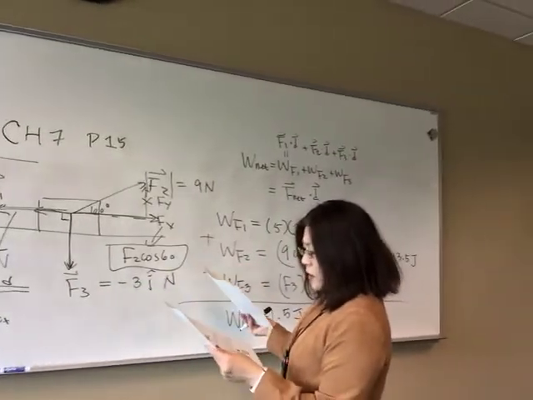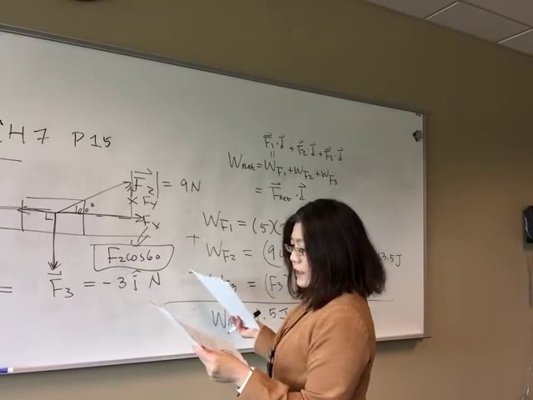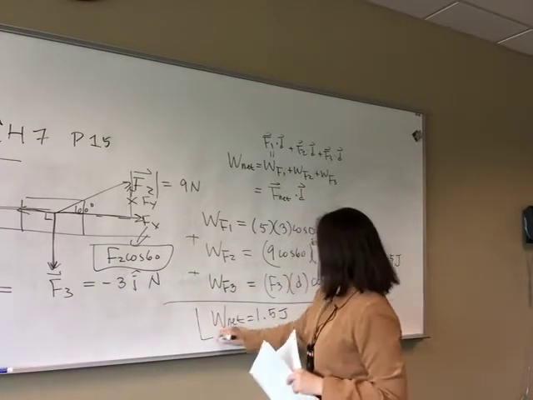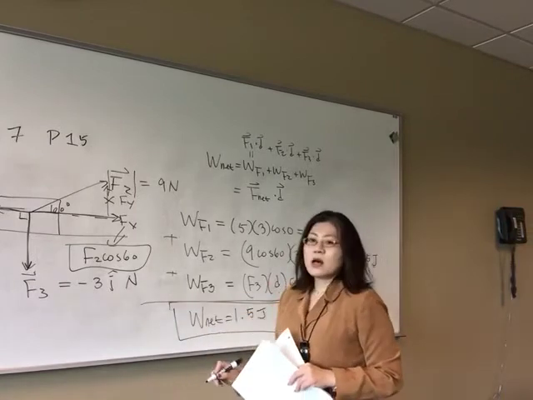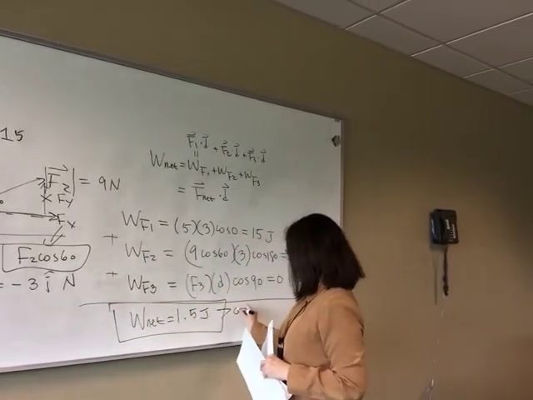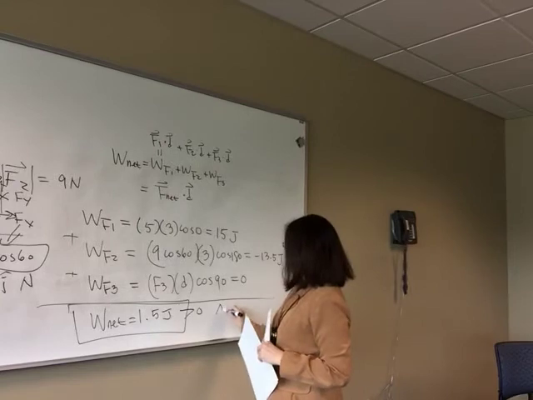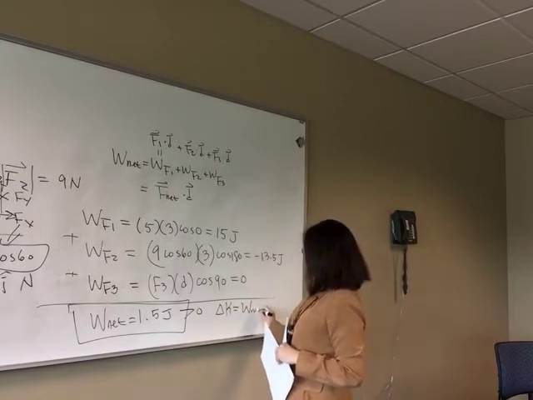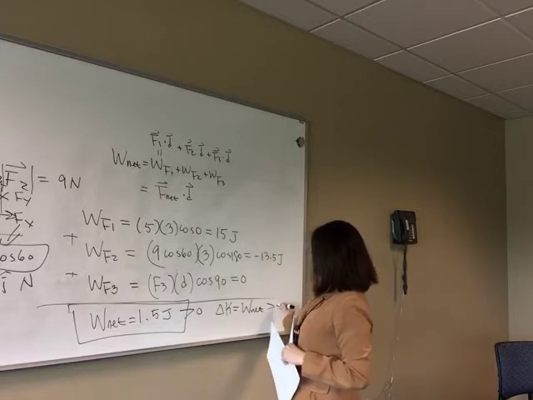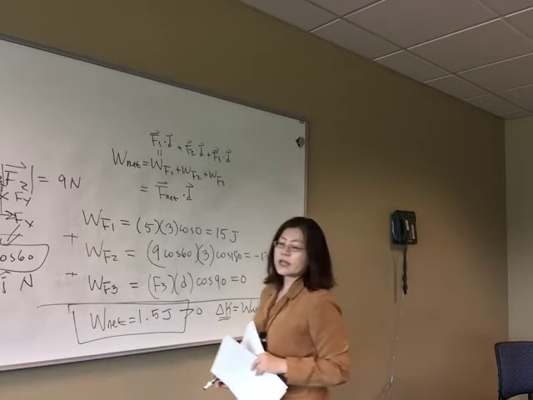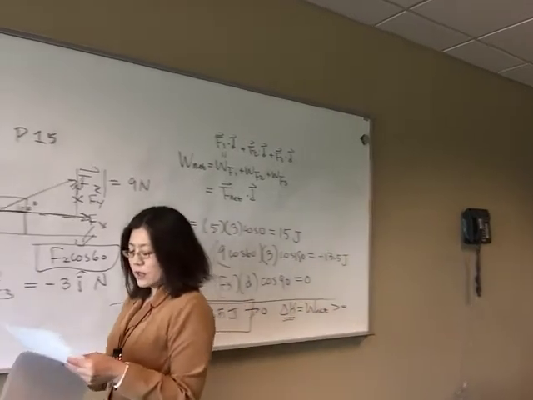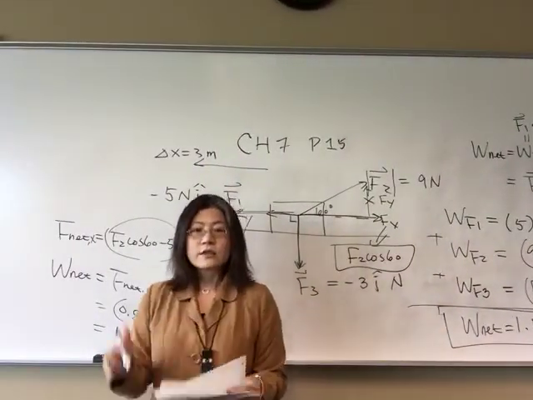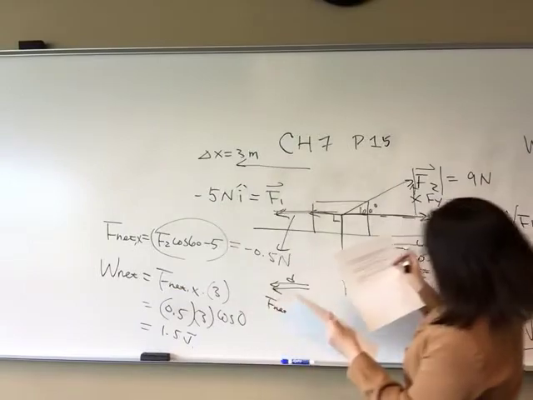And then the question also asks whether the kinetic energy increases or decreases. Because we calculated net work that is greater than 0, what it means is that, if you remember, delta K is equal to W net. If this is greater than 0, which means that the final kinetic energy is greater than the initial kinetic energy. Okay, so that is that.